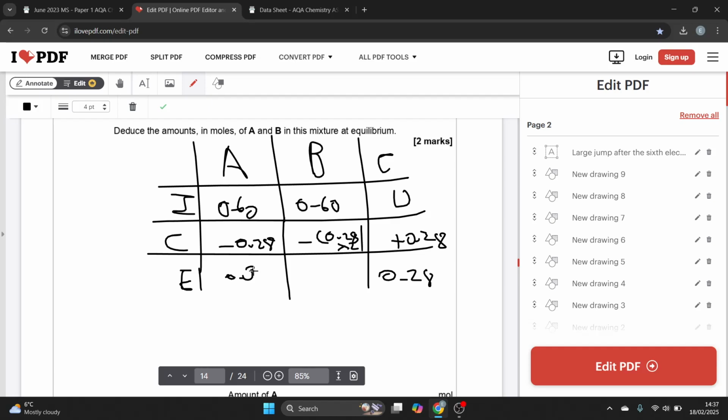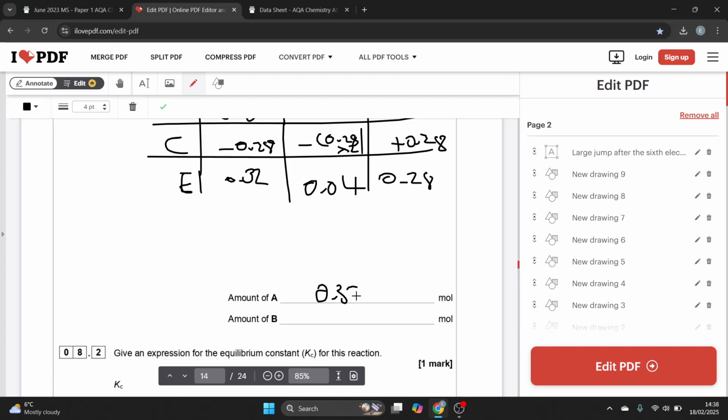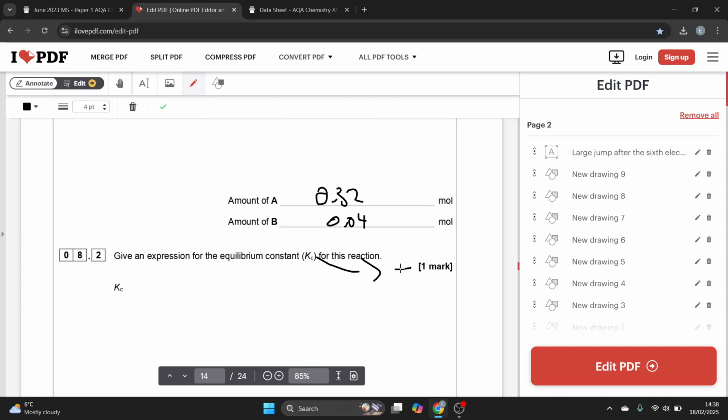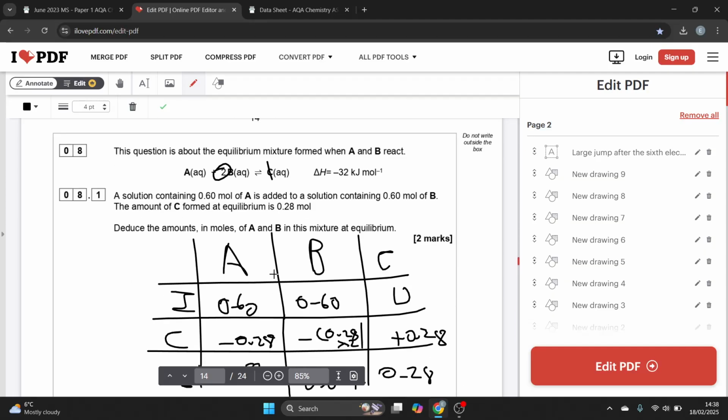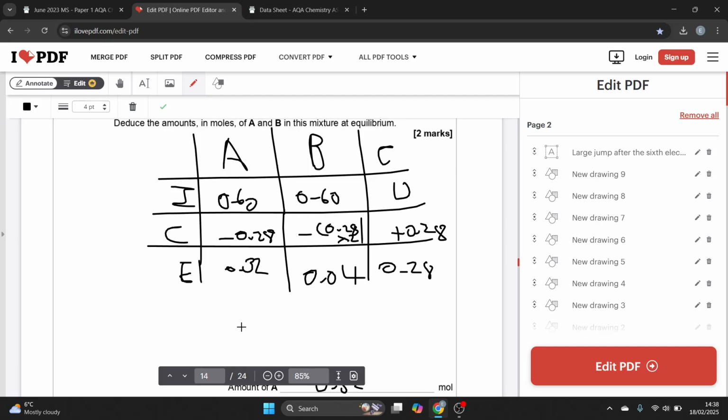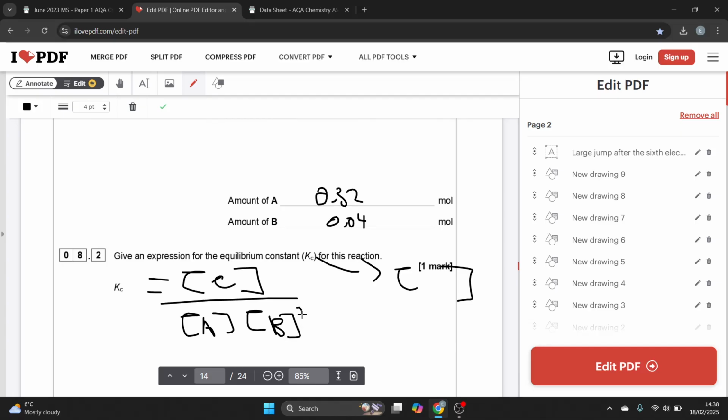0.32. If this method doesn't work for you guys, that's perfectly fine. Just find a method that does work for you and keep looking for one. Watch YouTube videos, ask your teacher, and then once you've got a method that works for you, perfect. Then just stick to that, and keep practicing it, and eventually you'll become very confident with it and do it very quickly. So Kc, square brackets, it's going to be the products, so C in square brackets over the reactants A and then B. Because I've got 2 moles of B, it's going to be squared.